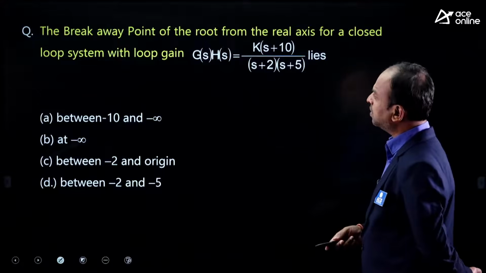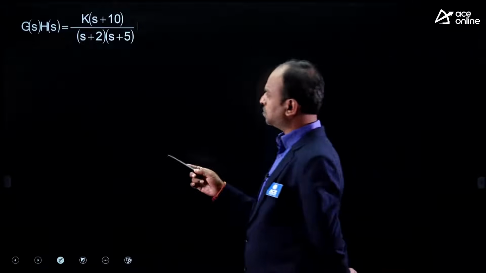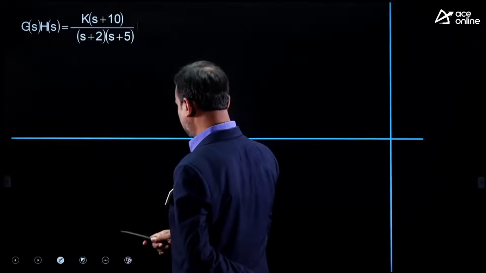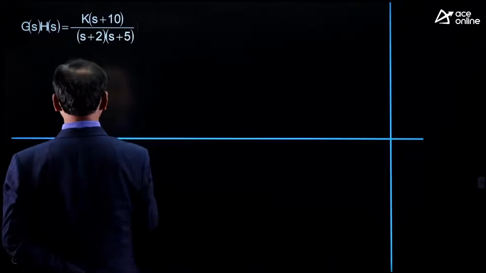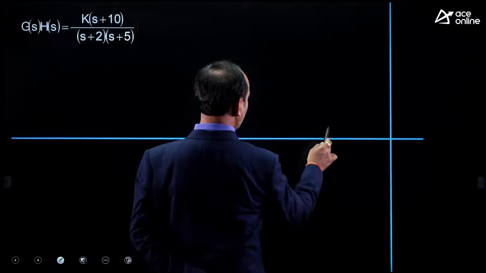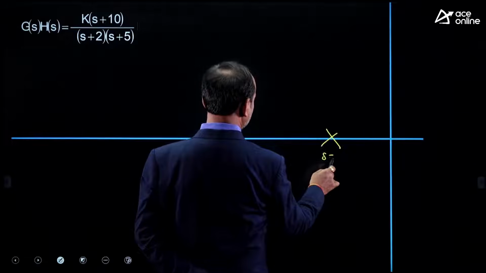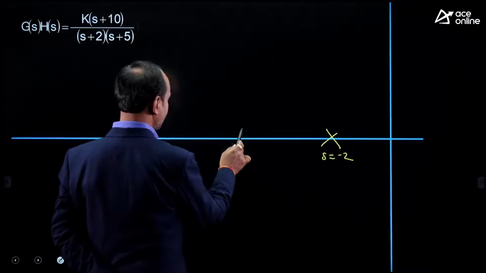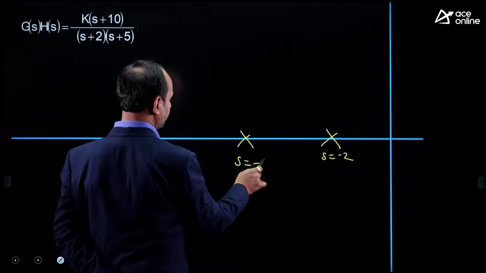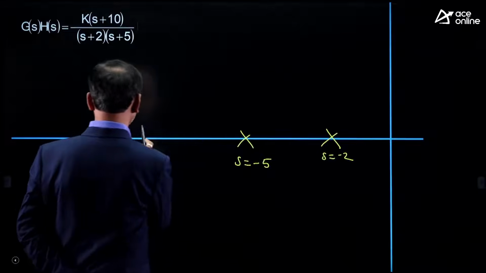How to find it? Now these are the poles and zeros. Let me locate them, as explained here. Now I am locating S equal to -2, there is a pole. And S equal to -5, there is a pole. And S equal to -10, there is a zero, dear.